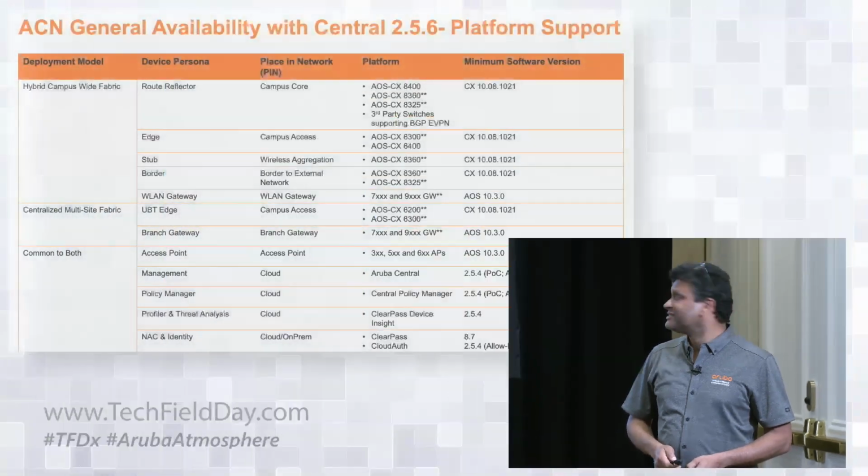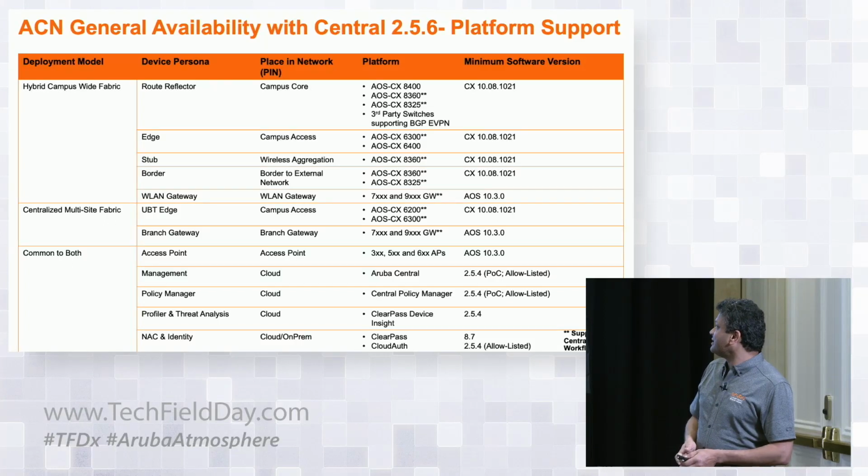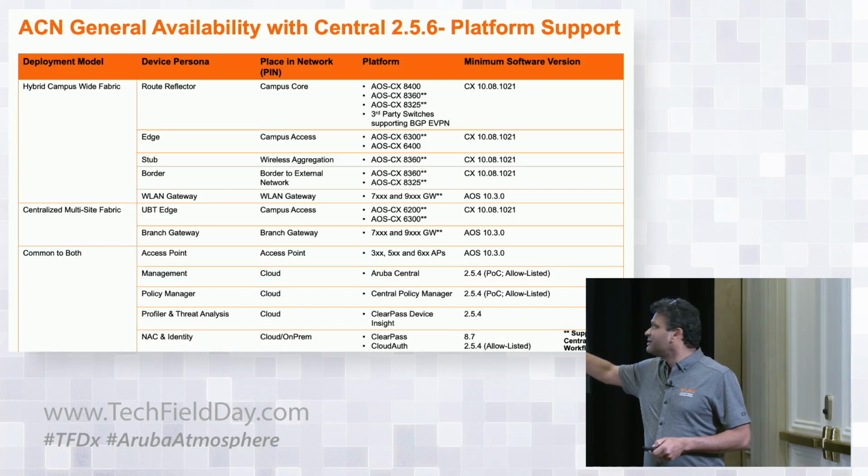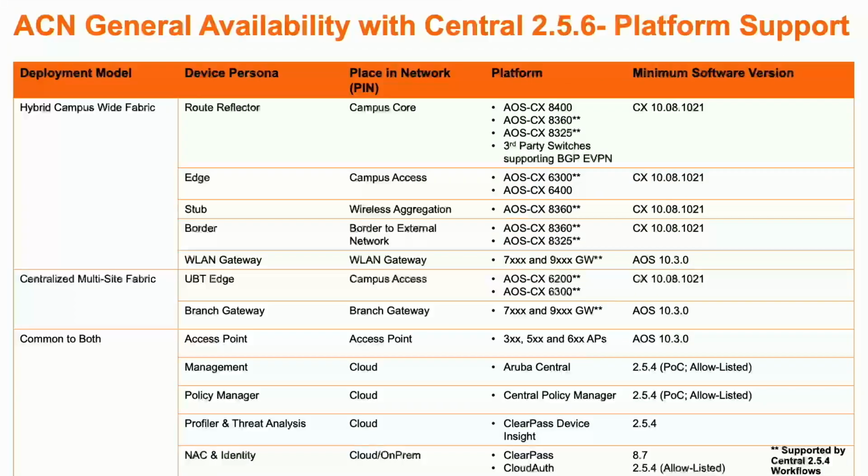Okay, so I want to close with this one. These are the devices that we support, and these are the platforms that we're releasing with 256, our next Aruba Central release. When you see allow listed, that basically means we have had this feature in Central for a few months now, and we give it only to the customers that use it. So they try it out. It has already been in some pilots in customer networks, more like POC networks. This is where it is, and this is availability.